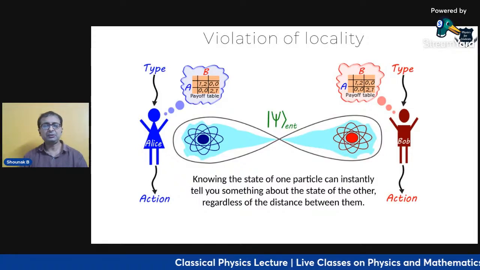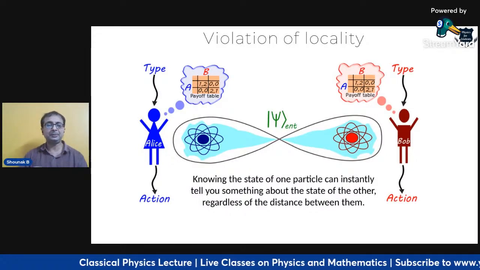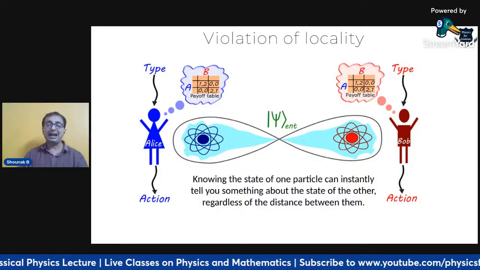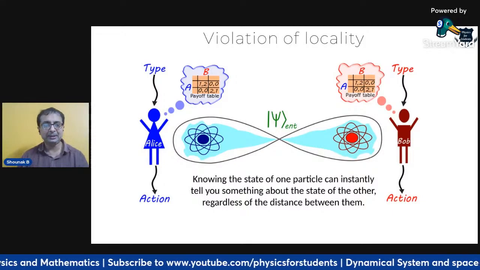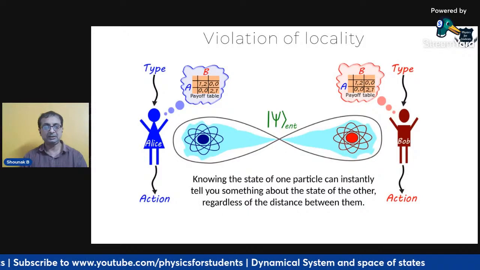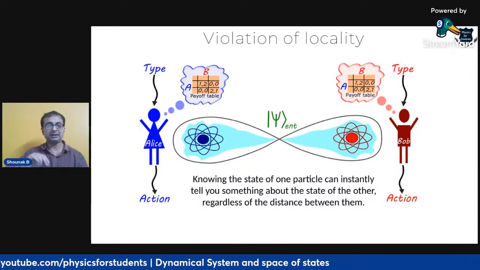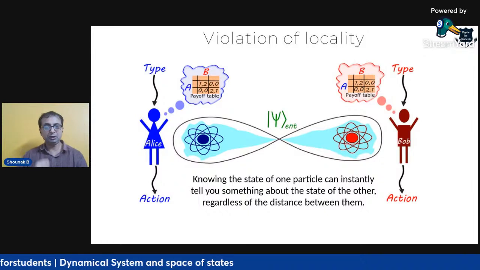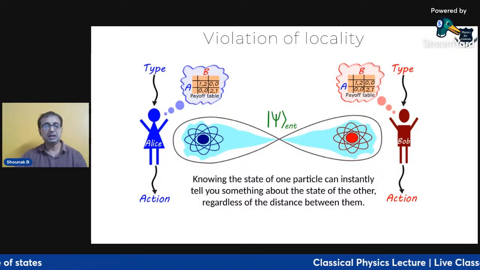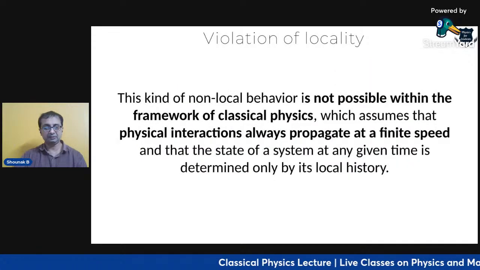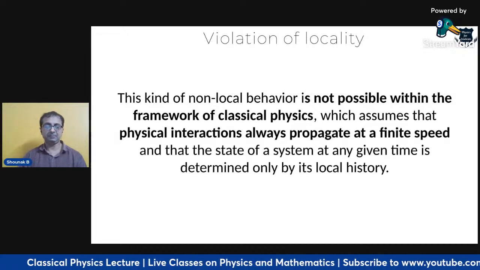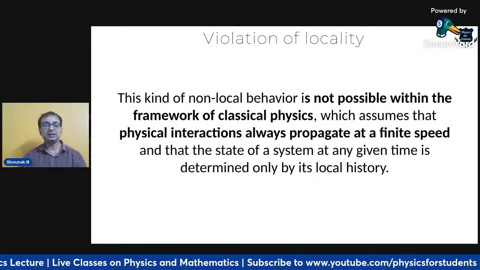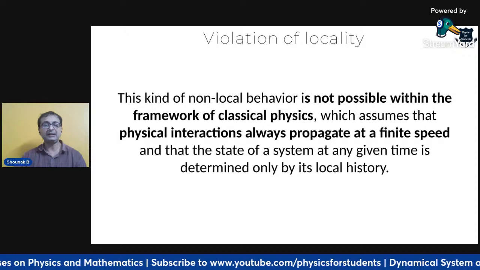That actually gave rise to violation of locality. Locality means something traveling at or below the speed of light. But quantum entanglement violates locality: knowing the state of one particle instantly tells us what is happening on the other. This violation of locality is not in the framework of classical physics. Such non-local behavior is not possible in classical physics, which assumes that things always propagate at a finite speed.